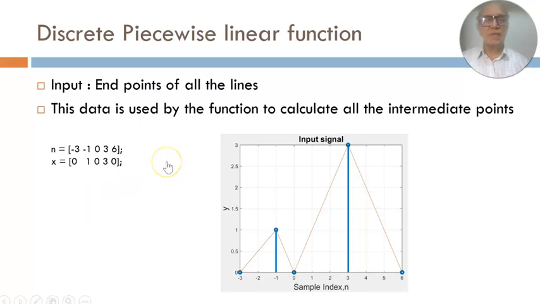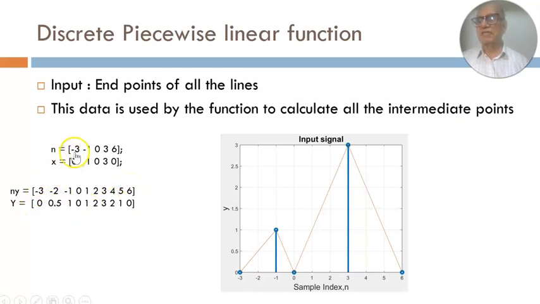All right. So when we write the function, what that function will do is generate all intermediate points. So ny is the sample index for the complete signal which is generated from the function. So here it is from -3 to -1. So one intermediate point is -2, which is provided by the function. Similarly for others. Here, of course, from -1 to 0, you don't need any insertion, because this is away only by a unit value. Then between 0 and 3, of course, you require insertions. So 1, 2, and so on.